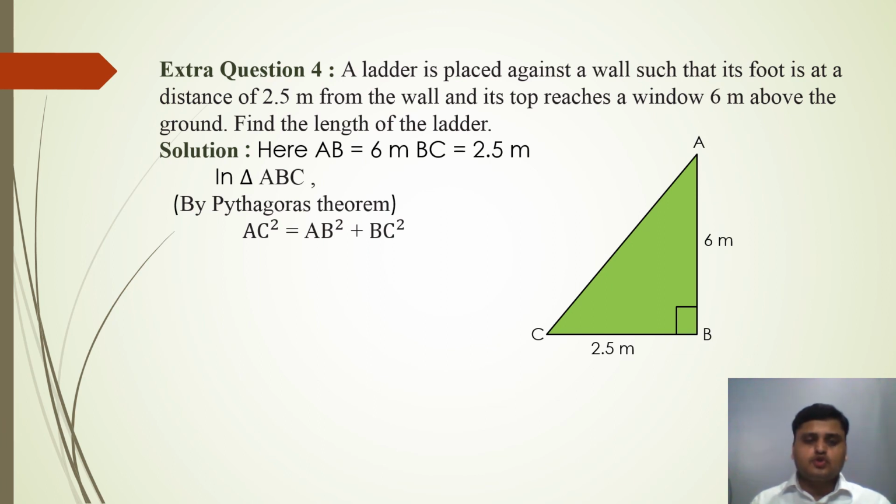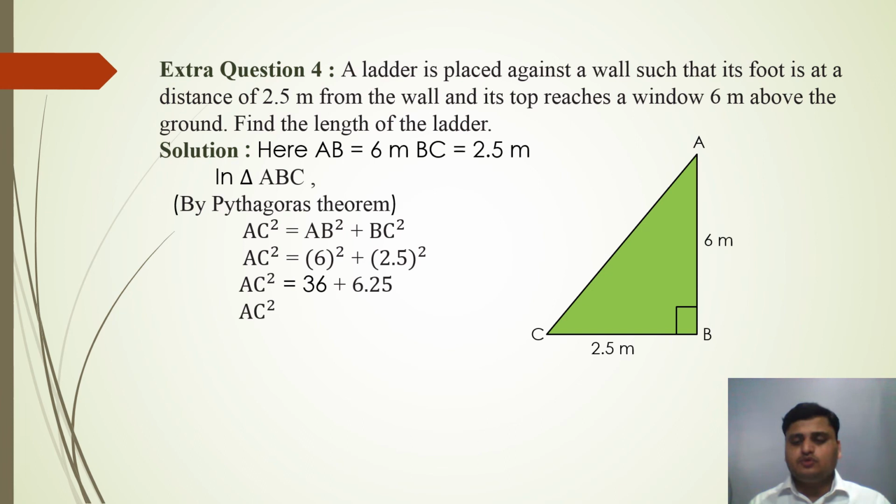Now substitute all those values. AC square will be as it is, and AB we can write 6 whole square, BC we can write 2.5 whole square. So AC square will be as it is, and 6 square can be rewritten as 36, and 2.5 square can be written as 6.25. After this we will add, so it will become 42.25. So AC we need to calculate, it will become square root of 42.25, and the square root we all know how to calculate, so that can be 6.5.